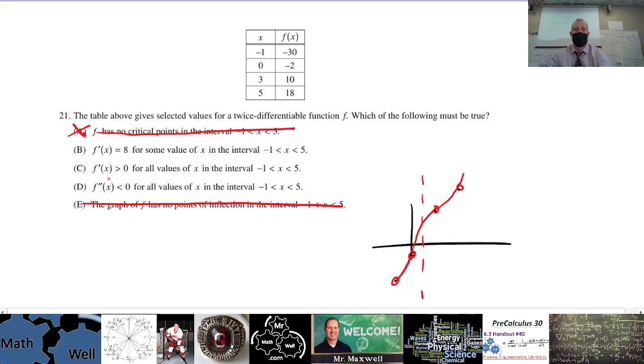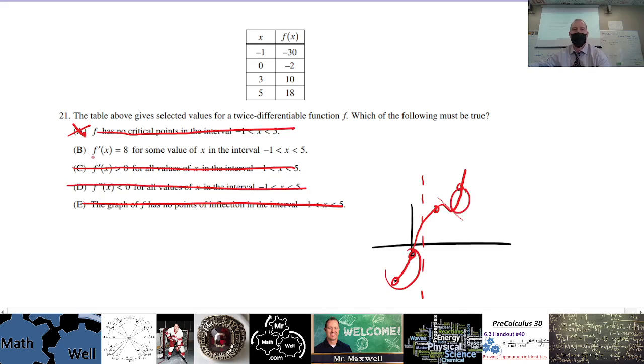Okay. C. f prime is greater than 0 for all values on the interval. Well, again, does it say that it's increasing? Nope. So it could go like this, down, back up, and that would be, right? So that's no good. And this one, second derivative is negative for all values of x. Could we have a portion of this graph that is concave up? Yeah, we could. We could have this portion that I've drawn. So that's not it either.